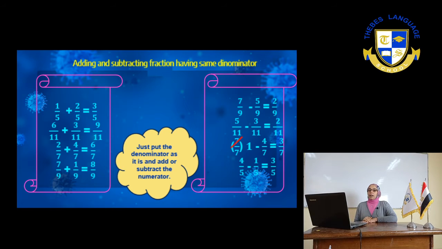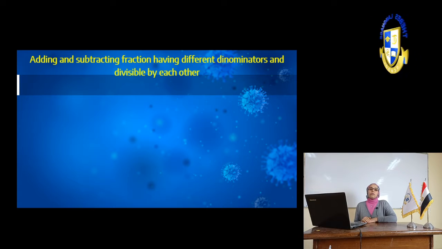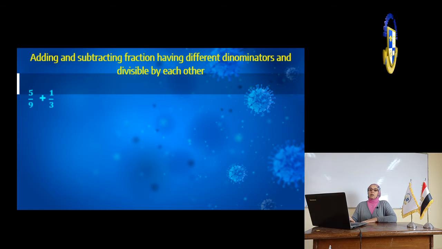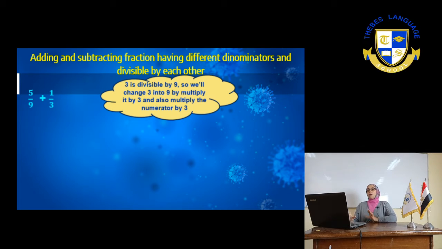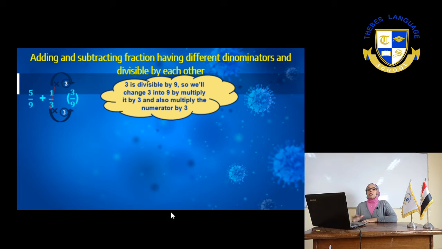Okay, now, if we want to add or subtract fractions which have different denominators, but these denominators are divisible by each other, as 5 over 9 plus 1 over 3. 9 is divisible by 3. Can we make 3 like 9? Yes. We want to make it bigger, so multiply it. 3 times what equals 9? 3 times 3. So, to make this addition, we must make the denominators the same.